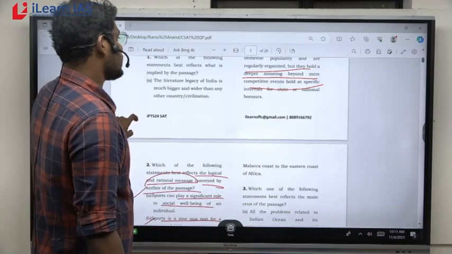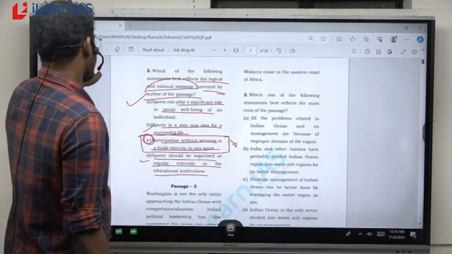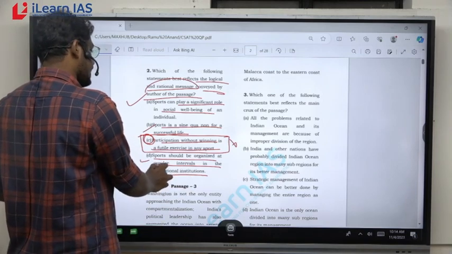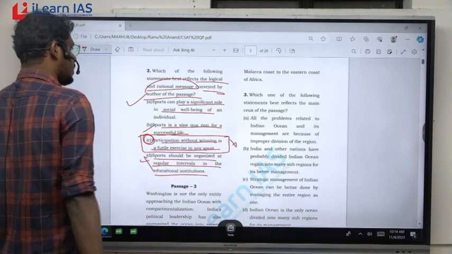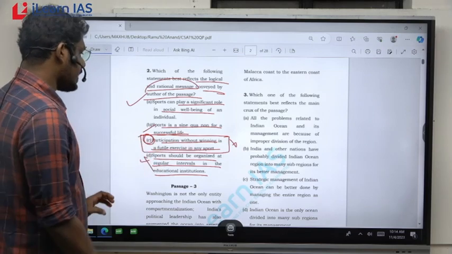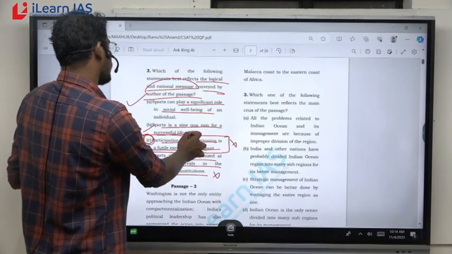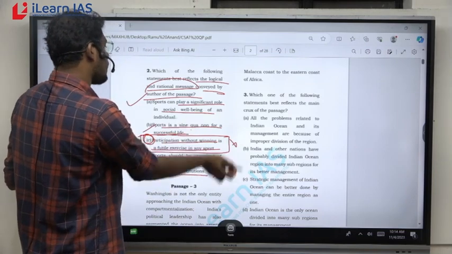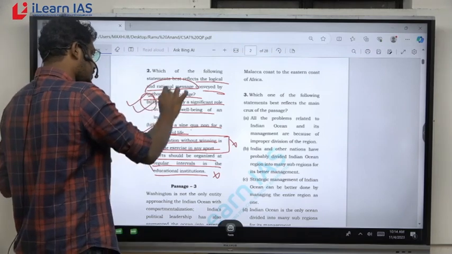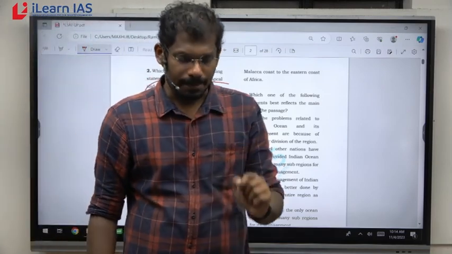So now it is pretty much clear. Should sports be organized at regular intervals in the educational institution? No, the passage does not specifically say so. So this can be eliminated. Sports is a sine qua non for a successful life. Sports can play a significant role in social well-being of an individual. So the most general statement that can be chosen is option A. So the answer for question number 2 is option A.